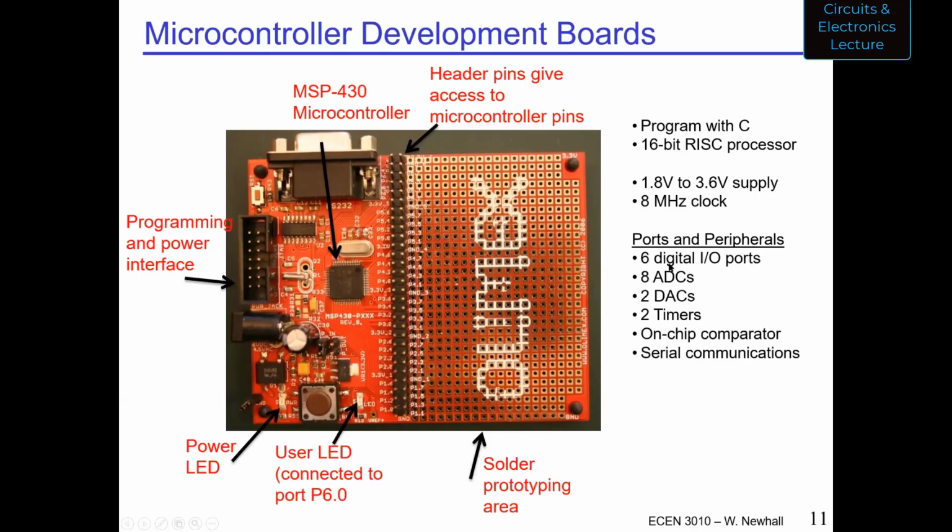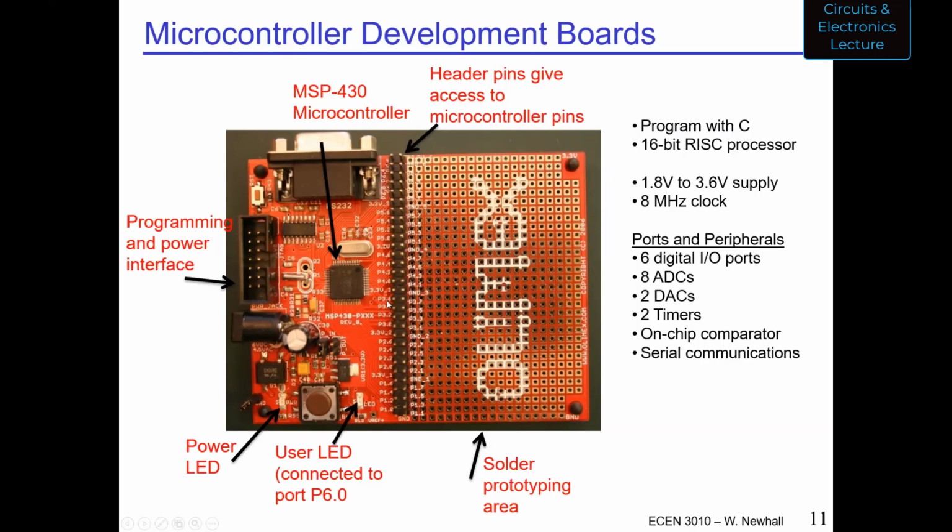This microcontroller has 6 I/O ports, which means 6 times 8 bits, 48 individual pins that could be controlled or used as digital sensors. It has several ADCs, analog to digital converters, etc., and peripherals. There are hundreds, if not thousands, of different types of microcontrollers available depending upon what you need. If you need more digital ports, you can get that. If you need fewer, you can get that.